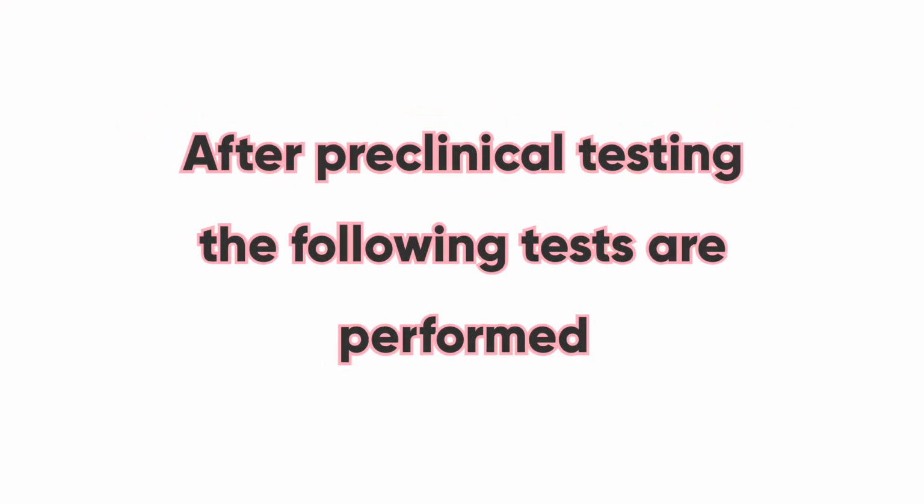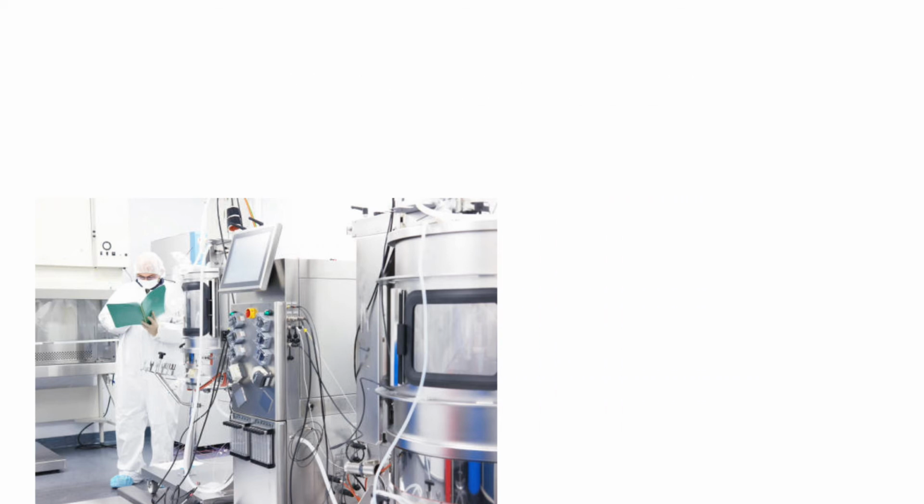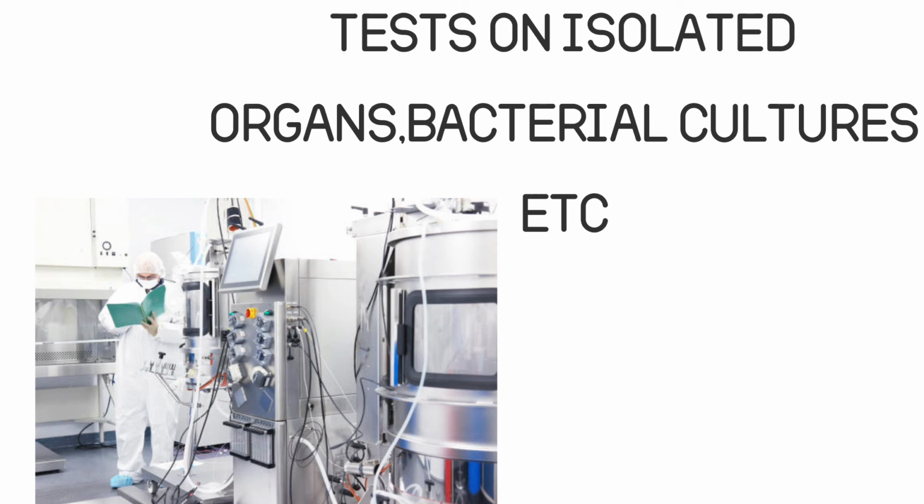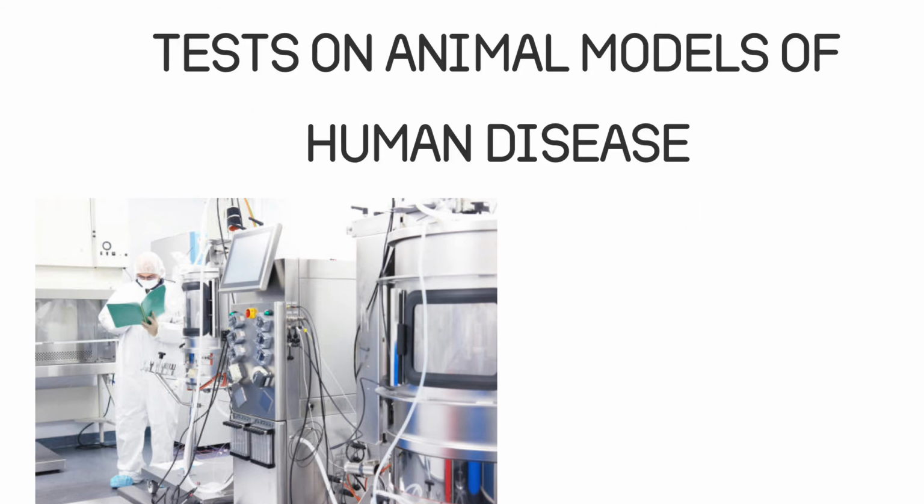The following types of tests are performed. Screening tests. These are simple and rapidly performed tests to indicate presence or absence of a particular pharmacodynamic activity, for example, analgesic activity. The next test is on isolated organs, bacterial cultures, etc. Then tests on animal models of human disease, such as Kindled seizures in rats, hypertensive rats, experimental tuberculosis in mouse.